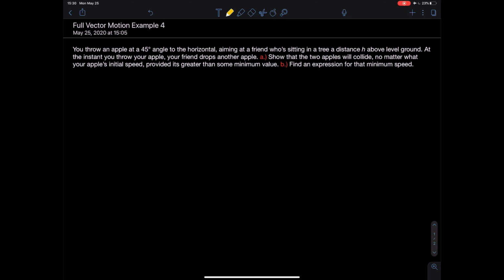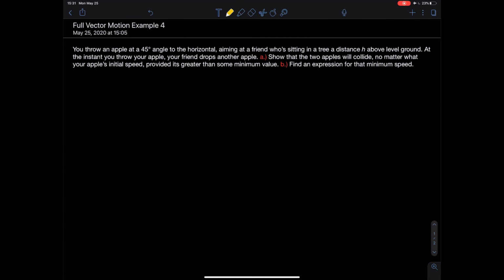All right, so here's a fourth example of this full vector motion. You throw an apple at a 45-degree angle to the horizontal, aiming at a friend who's sitting in a tree a distance h above level ground. At the instant you throw your apple, your friend drops another apple. Part A, show that the two apples will collide no matter what your apple's initial speed, provided it's greater than some minimum value. And part B, find an expression for that minimum speed.